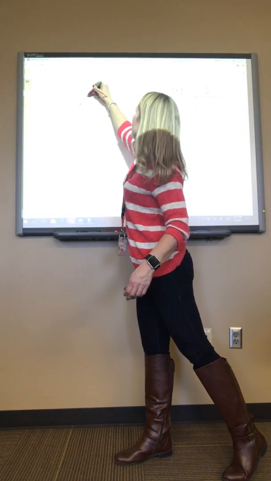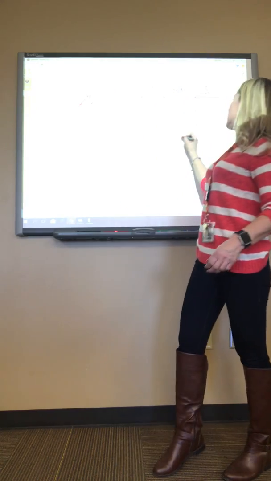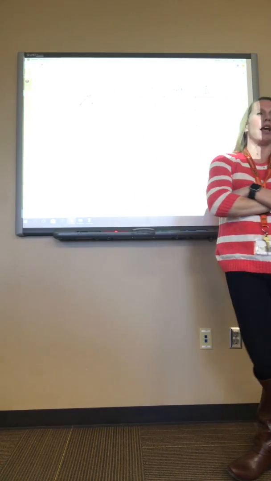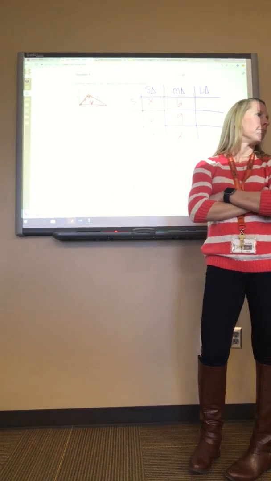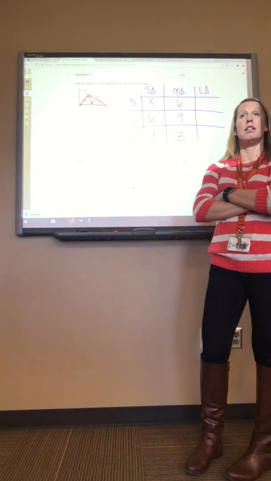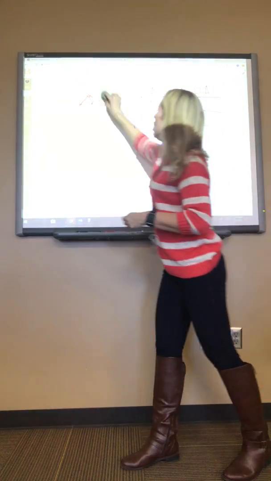Medium triangle. Yep, the hypotenuse is Z. What's the short leg and long leg? 6 and 9. Okay, so far? Yeah. Okay.